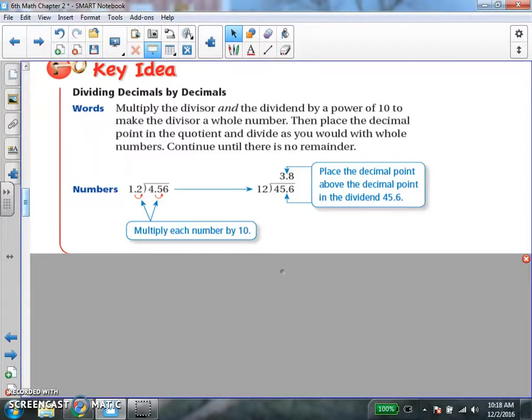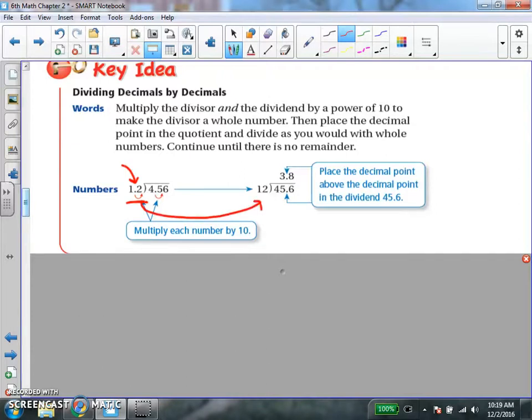Essentially what we're doing in this problem is that we're multiplying our outside number by 10. What you want to be able to do when you divide a decimal by a decimal is to get your number on the outside of your long division problem into a whole number. See, they started with 1.2 here, and they got to 12. Essentially all they did is they multiplied by 10. Now if you move your decimal one spot here, you also have to move it one spot there.